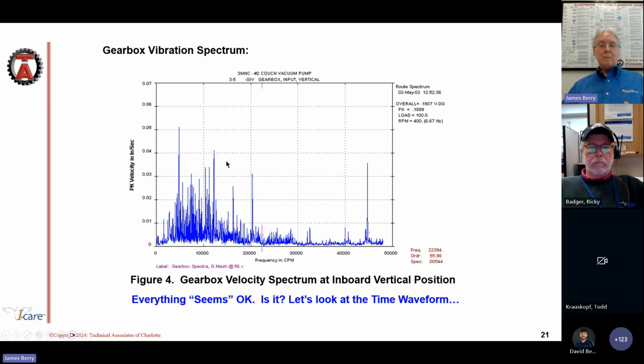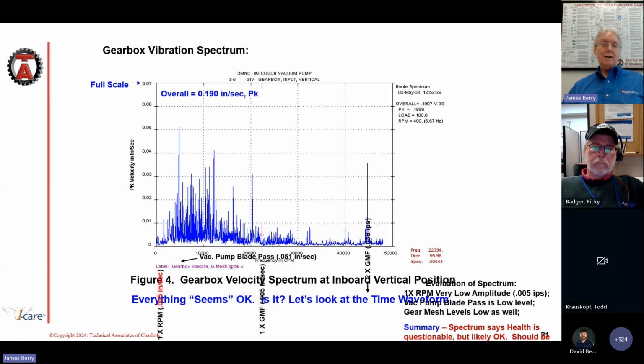First off, we have a spectrum, with vibration velocity on this axis and frequency on this axis. Let's roll up and let you see what we saw. Now this has a real problem. The overall level is 0.19 inches per second. If you've done vibration for any time, you're like, okay, 0.19 inches per second. That's a peak level, by the way.